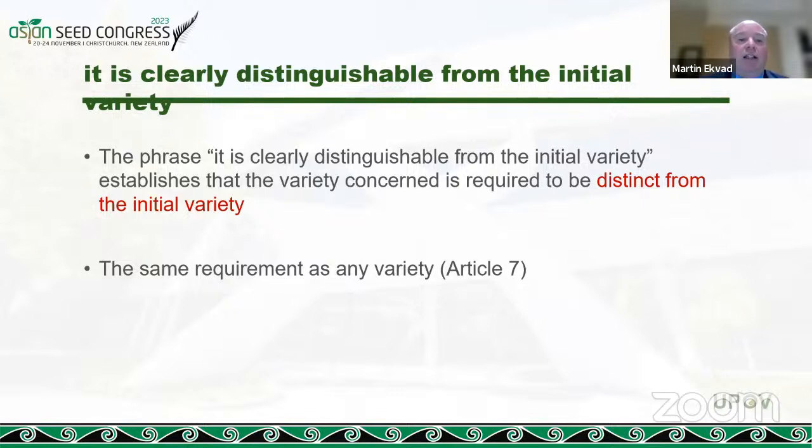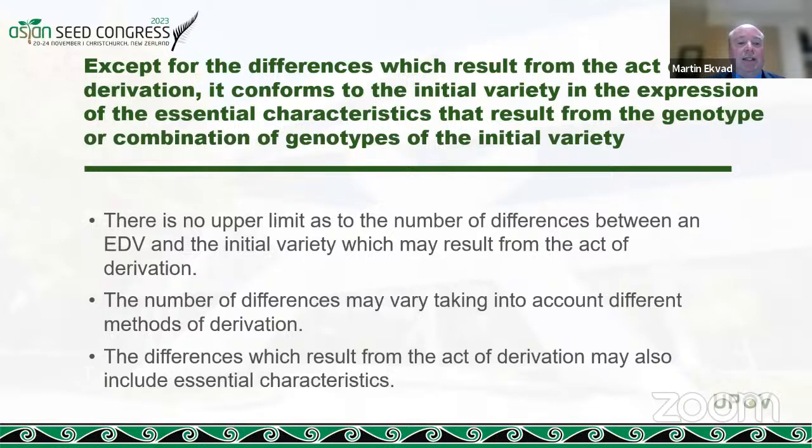Then another aspect which is very important is that the phrase in the convention that it is clearly distinguishable from the initial variety establishes that the variety concerned is required to be distinct from the variety. And as I said before, this is the same requirement as any variety that needs to be protected. So it should be distinct. I will not go more into those requirements here. So we can go to the next slide. So that was the second criteria.